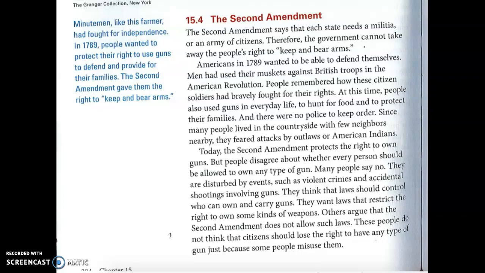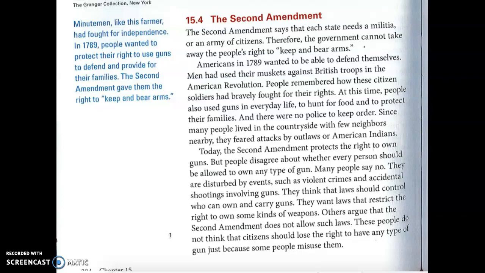At this time, people also used guns in everyday life, to hunt for food and to protect their families. There were no police to keep order. Since many people lived in the countryside with few neighbors nearby, they feared being attacked by outlaws or American Indians.